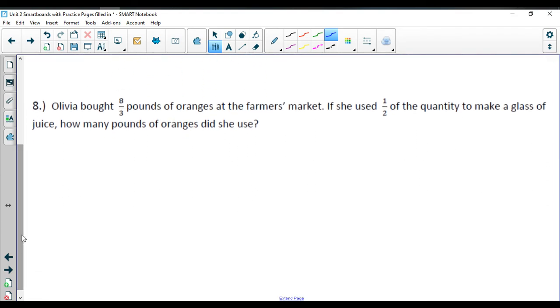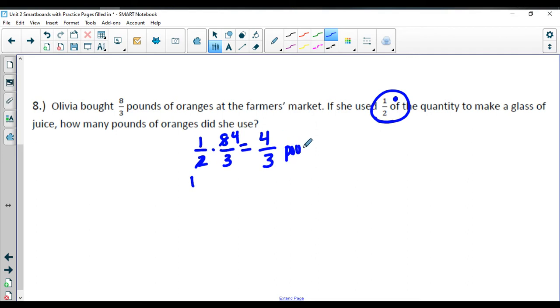Question number 8, Olivia bought 1/3 pounds of oranges at the farmer's market. She used half of the quantity to make a glass of juice. How many pounds of oranges did she use? Of in math tells us to multiply. So she's doing 1/2 times 8/3. 2 and 8 have 2 as a common factor. 1 times 4 is 4. 1 times 3 is 3. So we have 4/3 pounds of oranges.